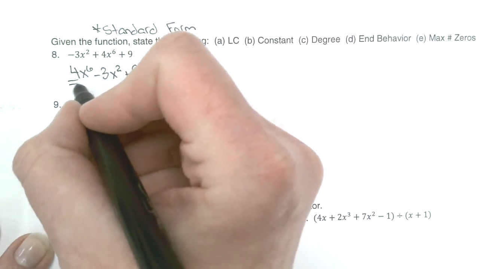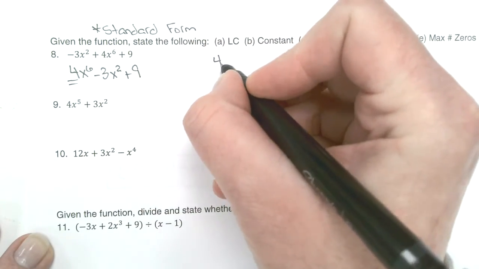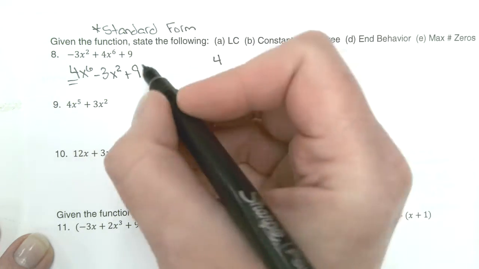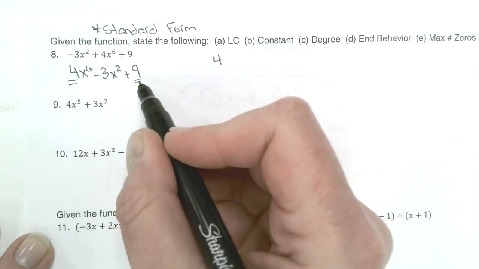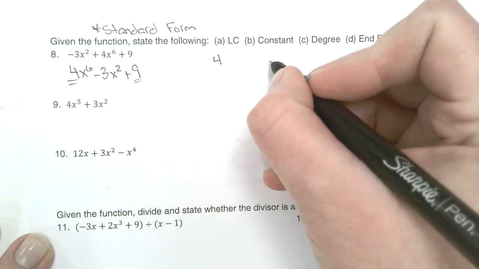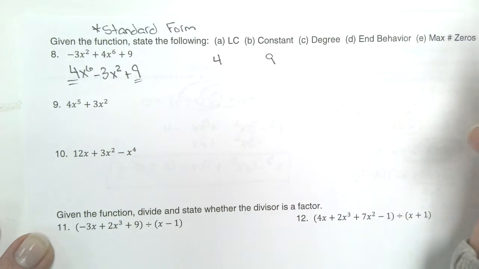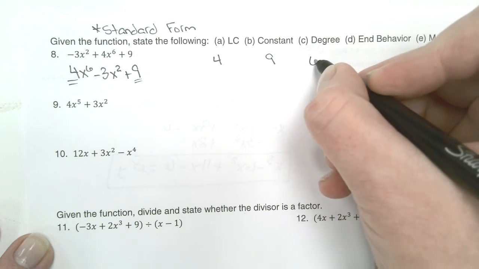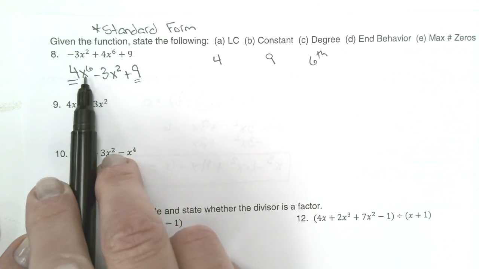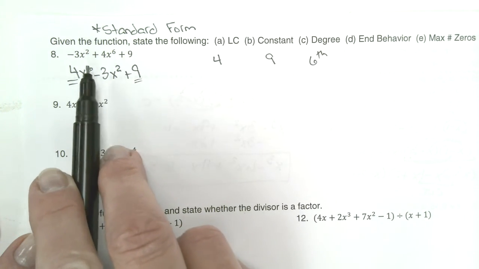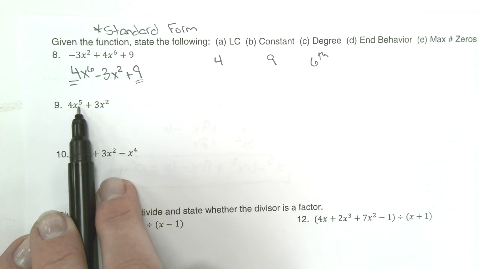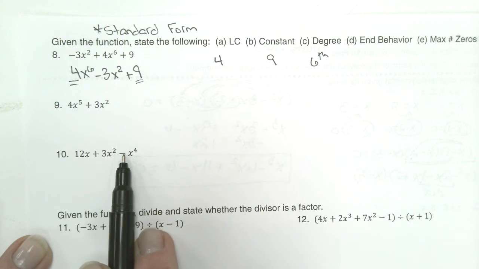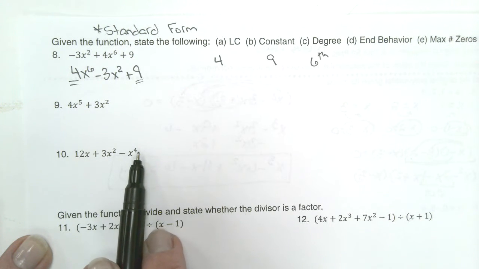Leading coefficient is 4. Your constant is the number usually at the end without a variable on it, so my constant is 9. The degree of the polynomial, this is a 6th degree polynomial, and they don't have special names, but x to the 5th does have a special name, and x to the 4th also has a special name.